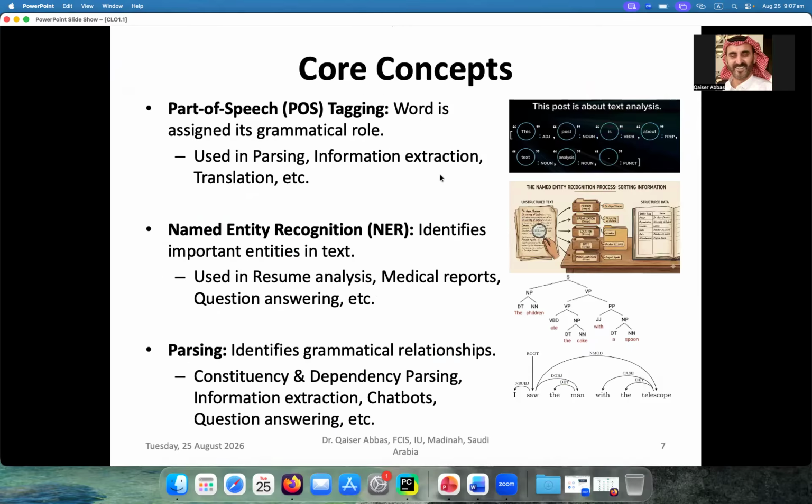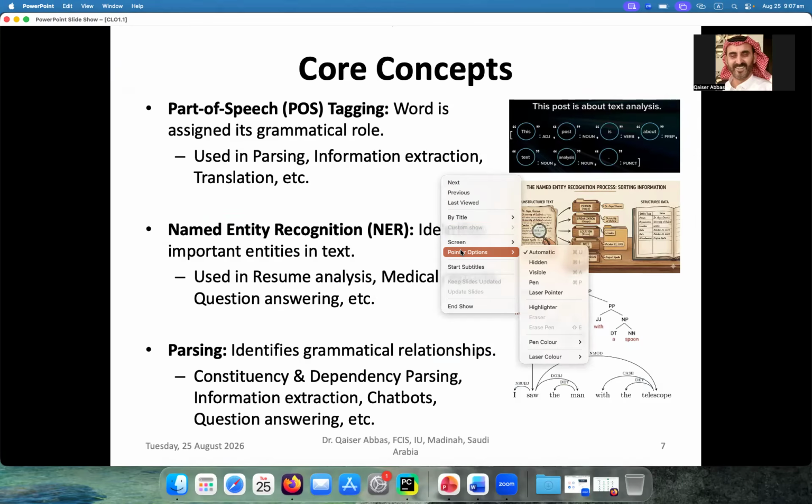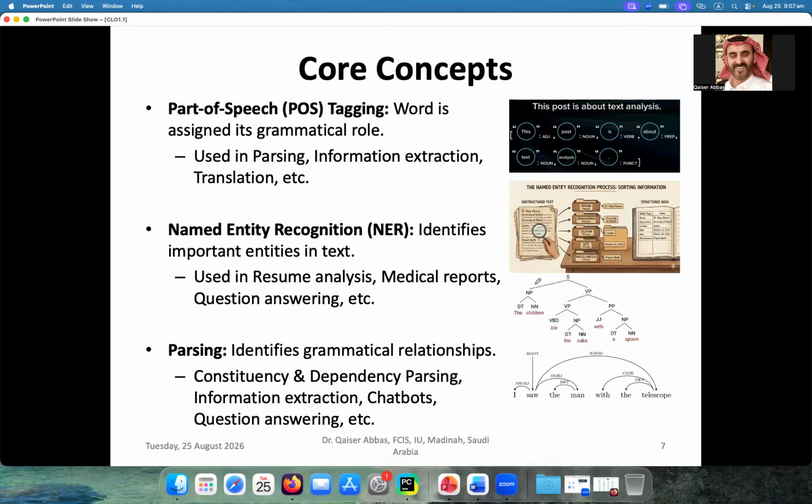Okay, next. Part of speech tagging. There is a separate chapter in your book on part of speech tagging because this is an important topic. But I skipped this. It's not that difficult actually. It's easy. But there is a separate chapter.